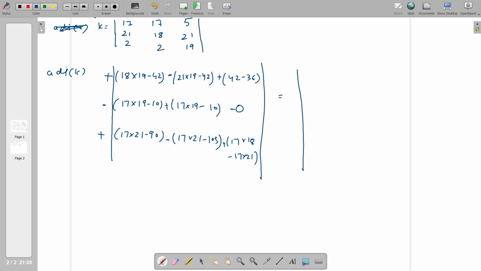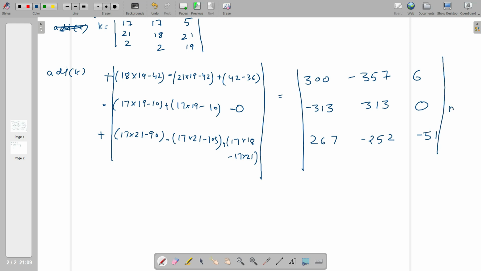So when we calculate the first one, 18 into 19 minus 42, it comes out to be 300. Similarly, 21 into 19 minus 42, it comes out to be minus 357. This comes out to be 6, which is plus. Then 17 into 19 minus 10, it comes out to be minus 313. This comes out to be plus 313. This is a 0. Then this comes out to be 267. The next one is minus 252. And the last one is minus 51. And this is under mod 26 operation.